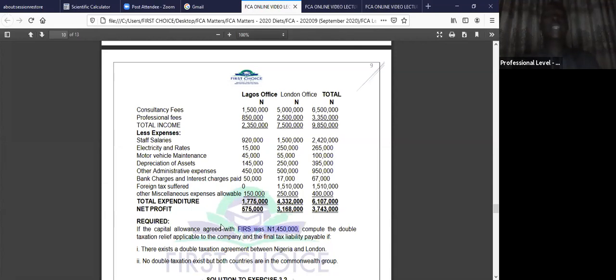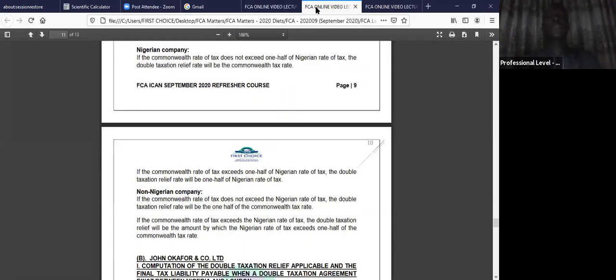Compute the double taxation relief applicable to the company and the final tax payable. Okay. If there is a double taxation agreement between Nigeria and London, if no double taxation exists. So we are going to be doing two situations again. Let's see how the situation will play out when there is double taxation agreement and then when there is no double taxation agreement. So we'll see the difference. Okay, so let's see the first one here.